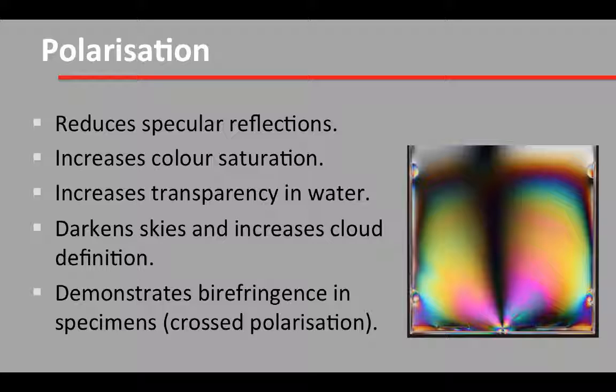Polarization helps to also darken skies. And if you darken skies, you increase that definition of clouds. So you've probably seen images of beautiful, rich, royal blue sky and fluffy white clouds. That's caused by polarizing filters, or polarization.